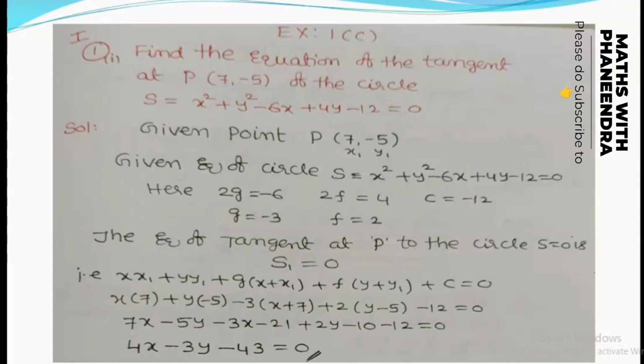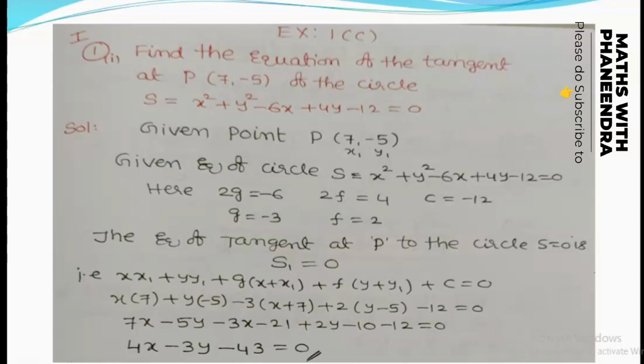The equation of tangent at P of (x1, y1) to the circle S equal to 0 is S1 equal to 0. It is very, very important. Throughout this chapter, S1 equal to 0 is very important. You note it: x x1 plus y y1 plus g into (x plus x1) plus f into (y plus y1) plus c equal to 0. Now, in place of x1, y1, g, f and c, substitute the respective values in this, and then simplify.